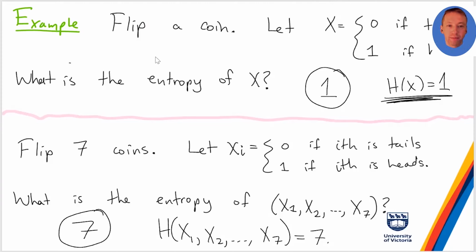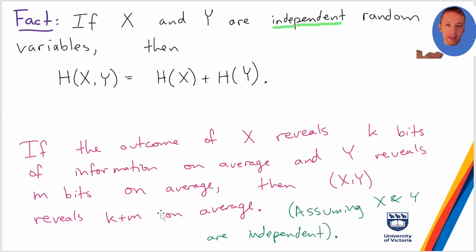So basically one coin flip is 1 because learning the value of x is like learning a binary word of length 1, because you just learn a 0 or a 1. So the length of the word you learn is related to the entropy. Here it's 7 because you learn zeros and ones of length 7, and here it's 1 because you learn just one thing. It turns out that if you have independent random variables, think of 2 coin flips, the entropy of the pair you get by adding up the entropies of the individual coin flips.